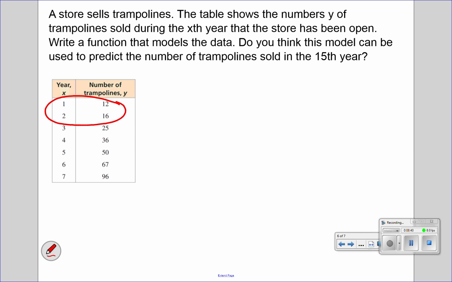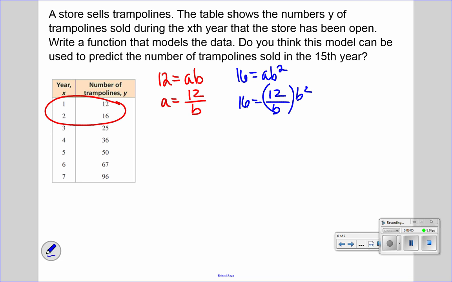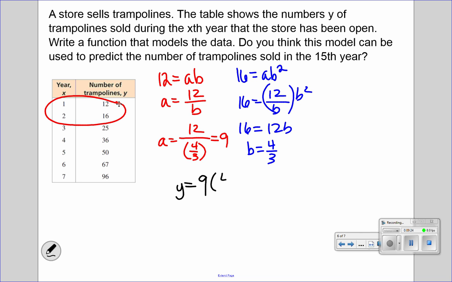So I'm going to get 12 equals a times b, and then 16 equals a times b squared. Do the same thing as we did before. a equals 12 over b. Plug in. 16 equals 12 over b times b squared. 16 equals 12b. b will equal 4/3. Plug that back in, and a will equal 9. So our model is y equals 9 times 4/3 to the x.